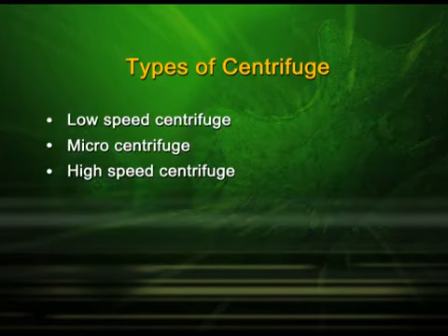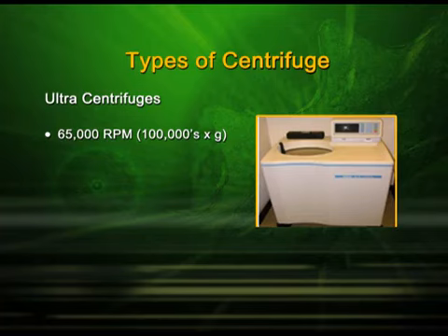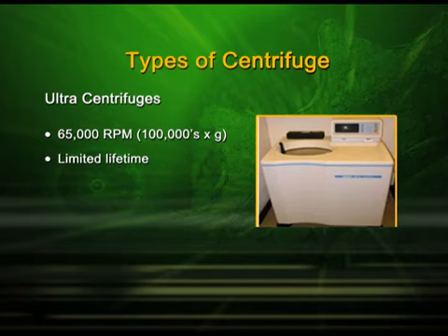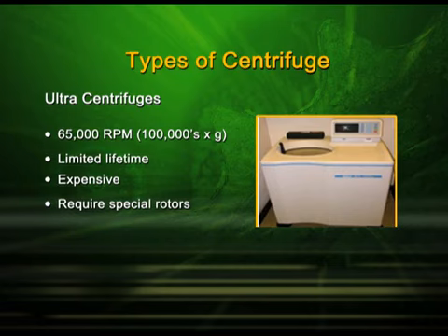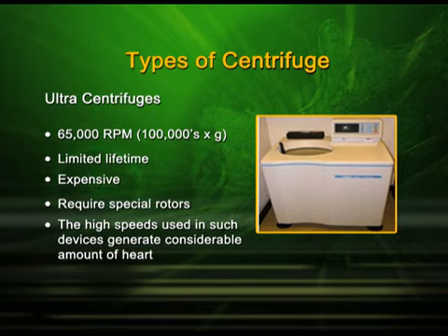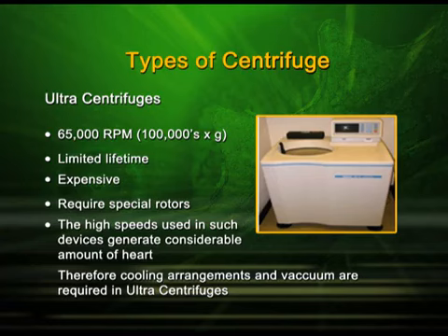The last type of centrifuge is the ultracentrifuge. Ultracentrifuge was discovered by Theodor Svedberg, and it runs at a very high RPM of around 65,000, and it has a limited lifetime. Another important property is that it is very expensive, and it requires a special rotor, and since its capacity is very high and it runs at very high speed, excess heat is also generated. Because of the same reason, a cooling arrangement is also required.